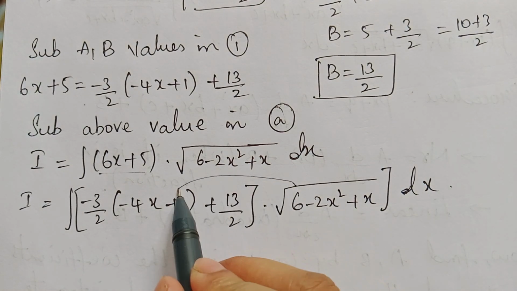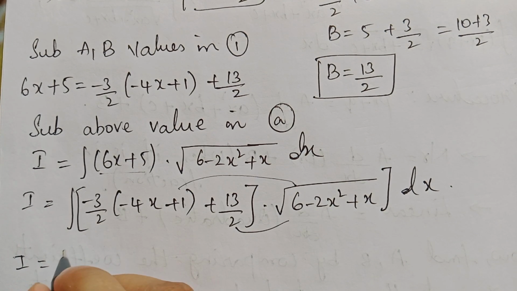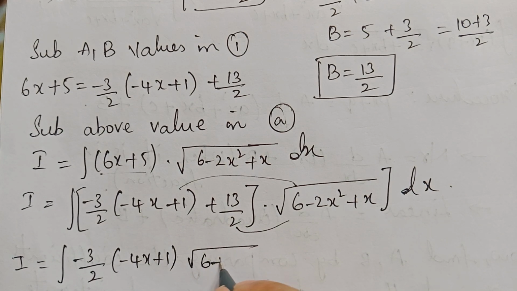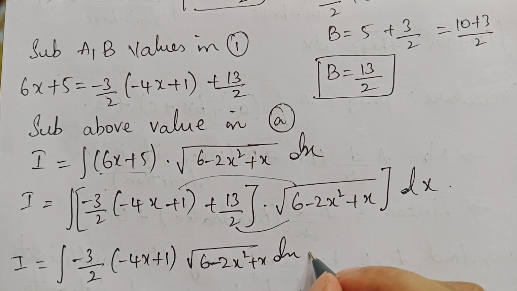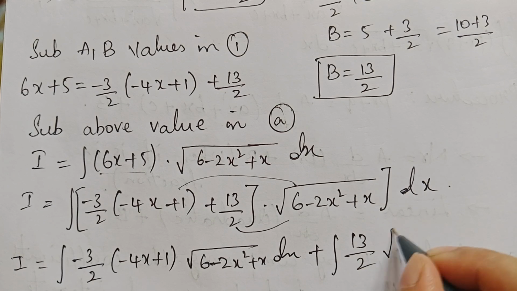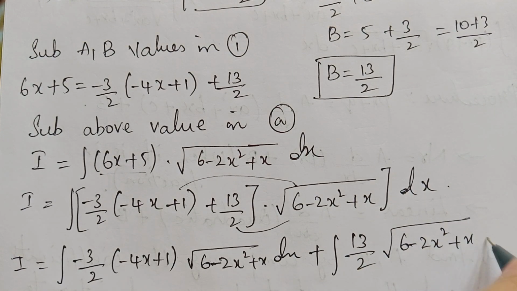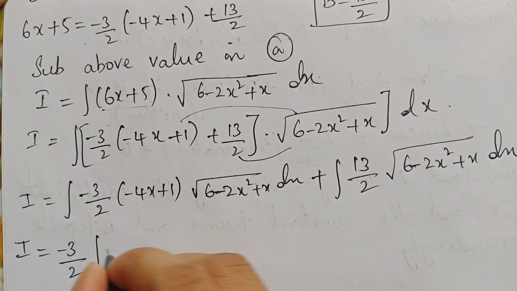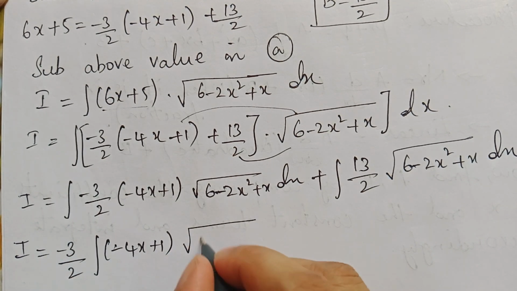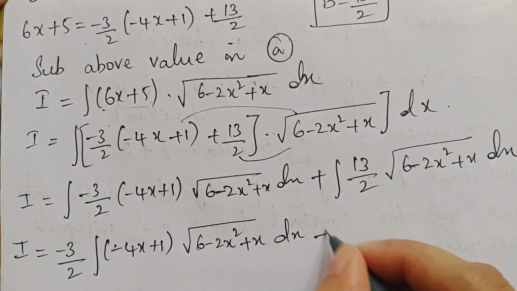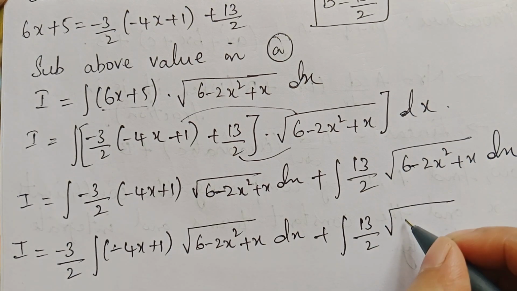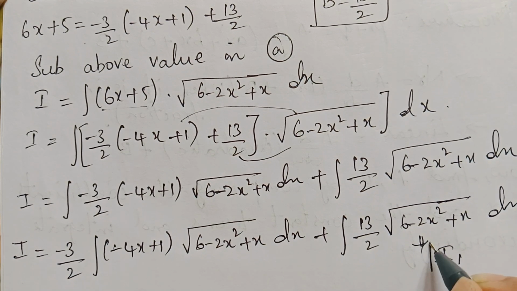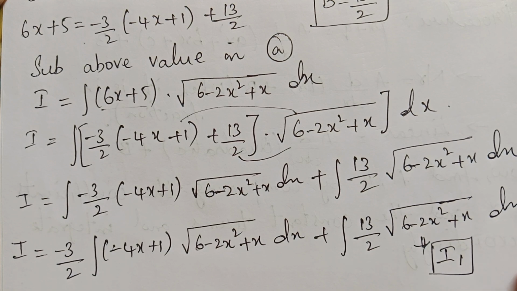Now we will multiply this to both the terms, the root term. So it will be the integral of −3 by 2 into (−4x + 1) into the root of (6 − 2x² + x) dx, and the next term will be 13 by 2 into the root of (6 − 2x² + x) dx. This can be written as I equal to −3 by 2 outside, the integral of (−4x + 1) into the root of (6 − 2x² + x) dx, plus the integral of 13 by 2 root of (6 − 2x² + x) dx. We will consider this term as I1. We'll solve it separately, then we will add its value in this equation.